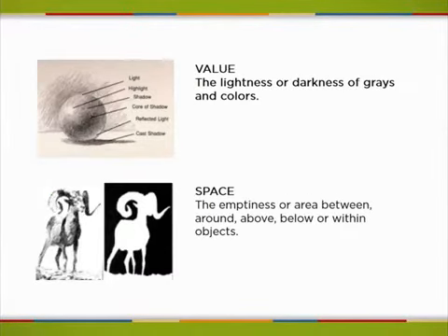Value is the lightness or darkness of grays and colors. Space, the emptiness or area between, around, above, below, or within objects. This includes both positive and negative space. The use of foreground, objects that seem closer to the viewer, middle ground, and background, objects that seem farther away from the viewer, creates perspective.